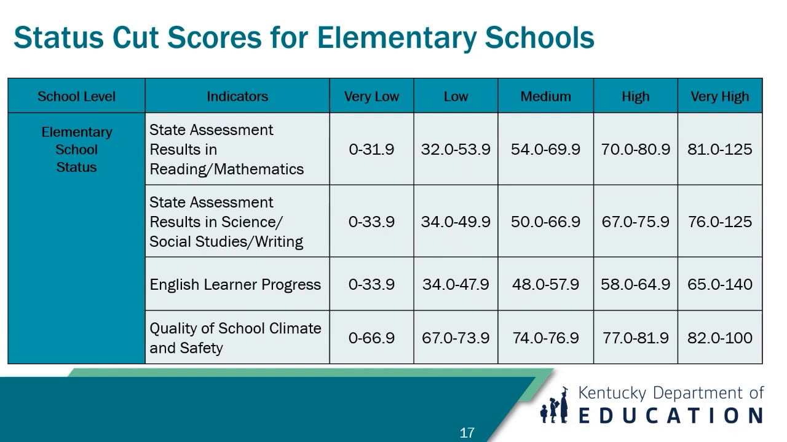On this slide, you can see the cut scores for elementary schools. If you notice, very low is from 0 to 66.9, low 67 to 73.9, medium 74 to 76.9, high 77 to 81.9, and very high 82 through 100.